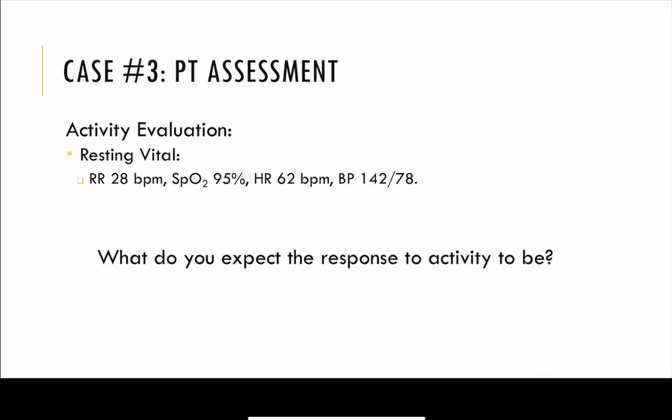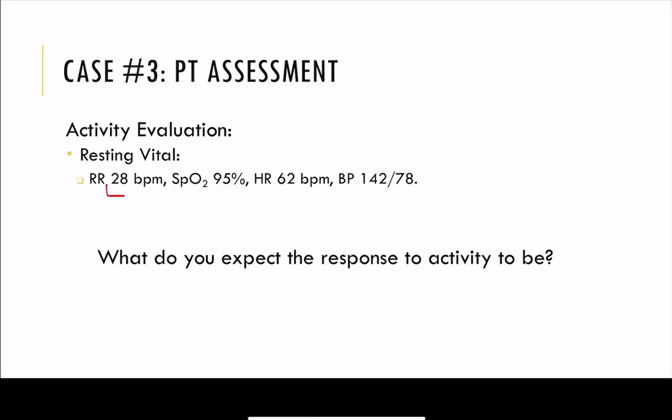So we will evaluate this patient's response to activity. Some of you probably do this already, but I want to say the quiet part out loud in class and actually say what we expect to happen. Before every single patient, before you get them out of bed, you should have already decided what you expect to happen to their vitals, because it will help you react quicker and more appropriately when you see it happen in real time. So what do we expect to happen to this patient's respiratory rate?